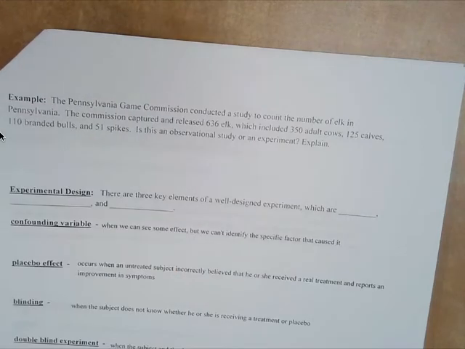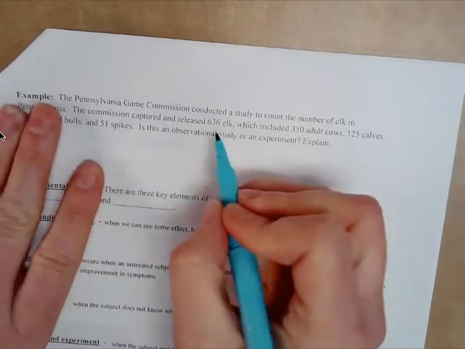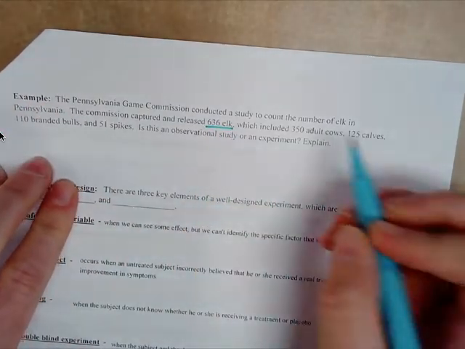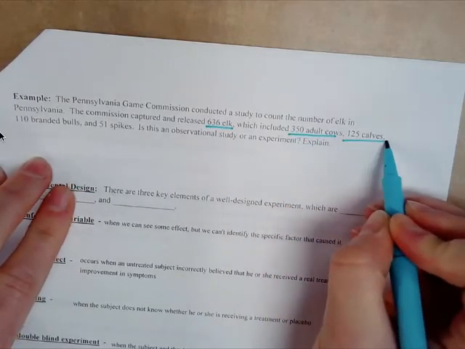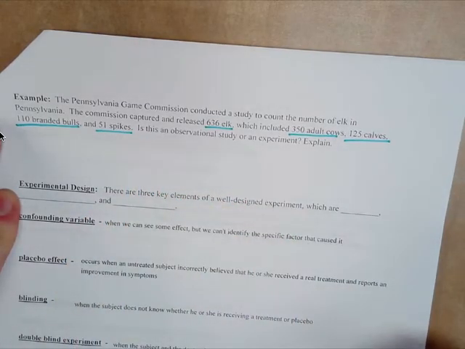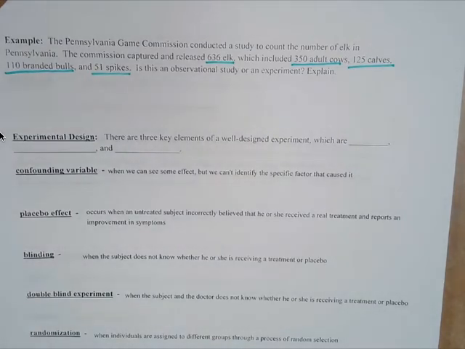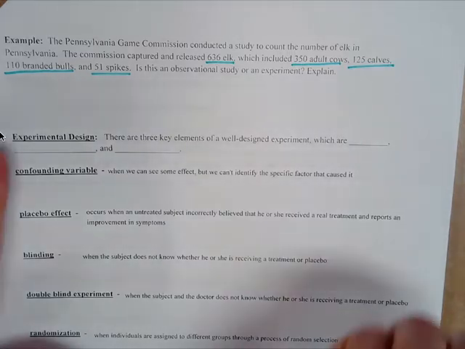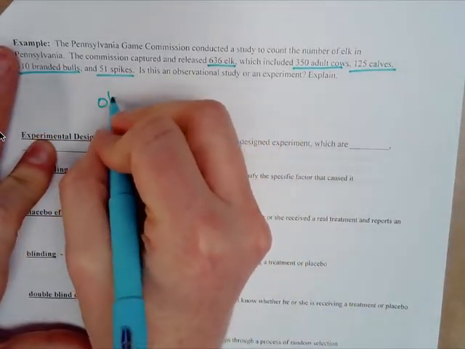Yes. Okay. The Pennsylvania Game Commission conducted a study to count the number of elk in Pennsylvania. They captured and released 636 elk, which included 350 adults, 125 calves, 110 branded, 51 spiked. Is this observational or experiments? So you got to think, are they just watching? Or did they apply some kind of treatment, placebo, and treatment to it? No. So what is it then?